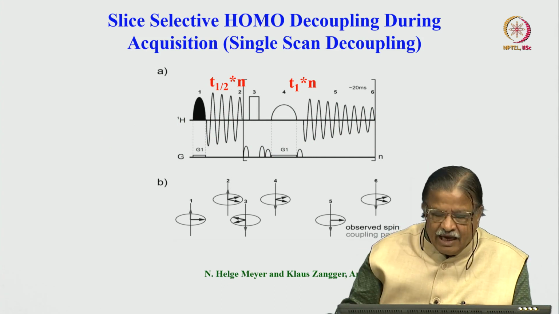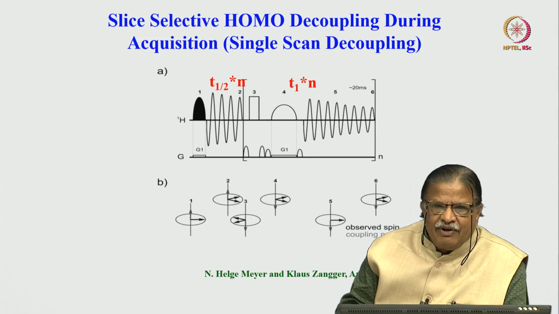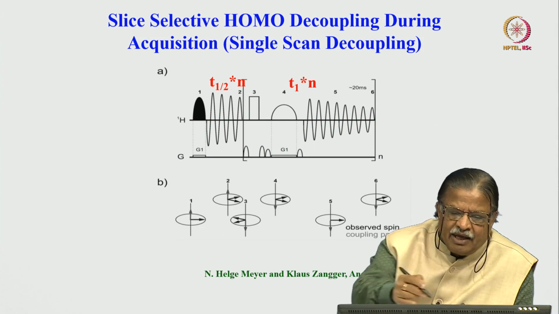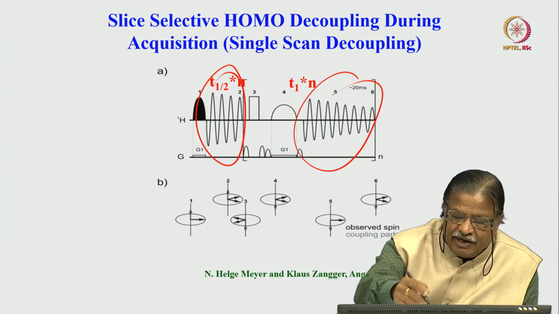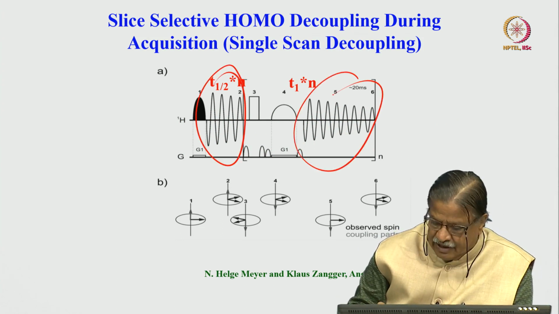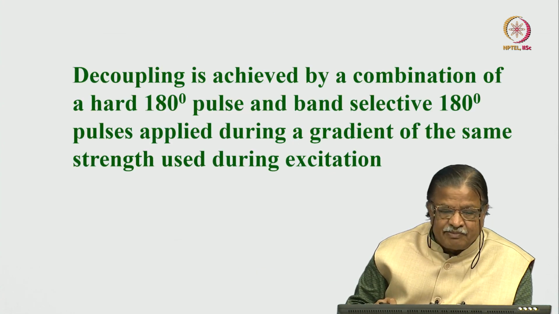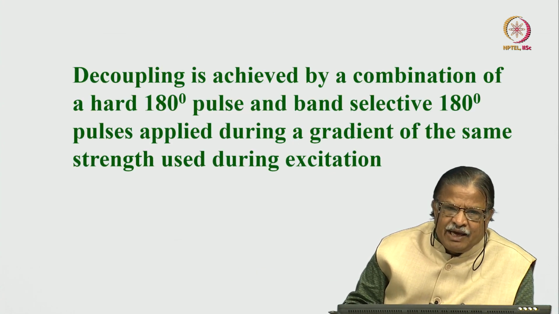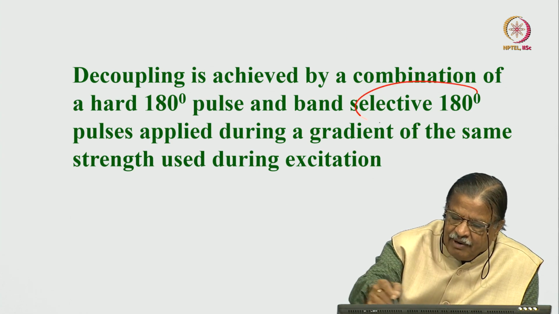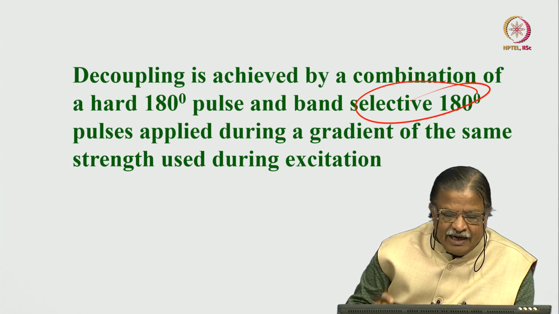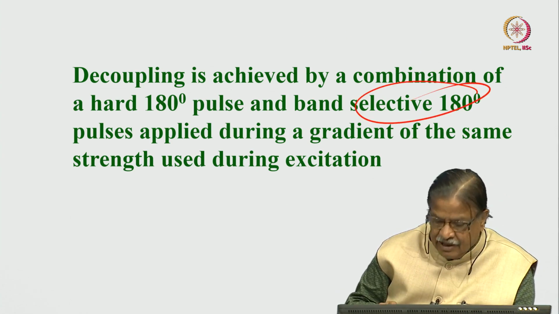This is an experiment where we can do this type of decoupling, and at different intervals J will be refocused. This is the famous Zangger and Sterk experiment. Decoupling is achieved by a combination of hard and band selective 180 pulses, and a gradient of the same strength is used during excitation.